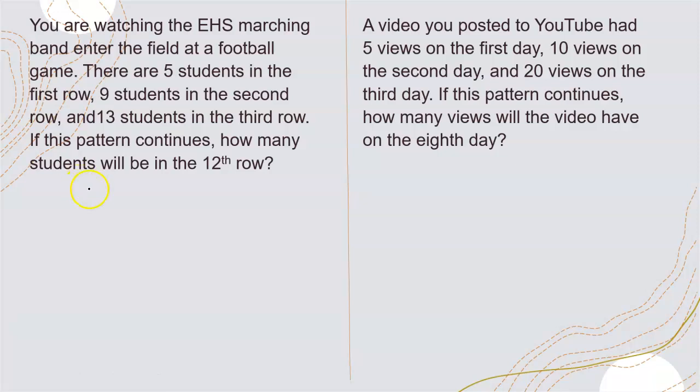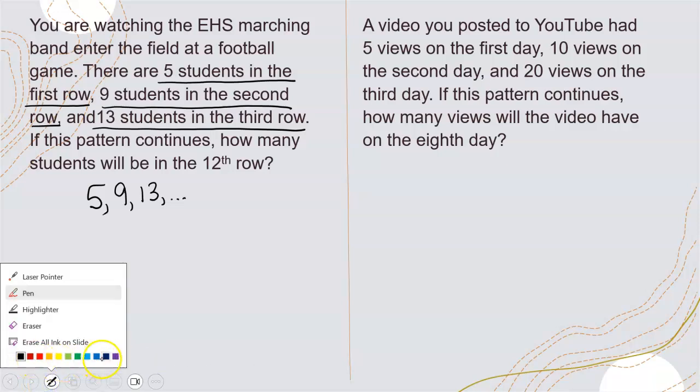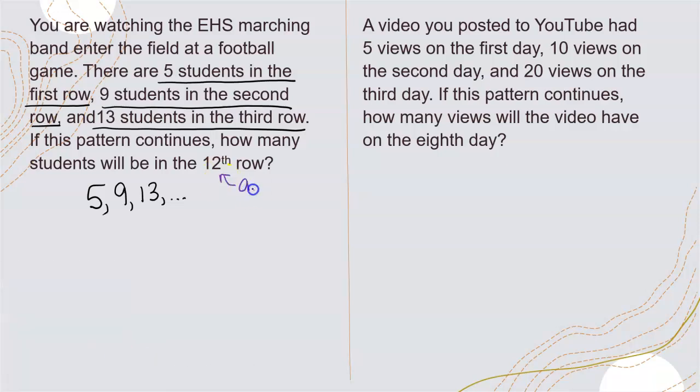Well, in this case, I'm just going to list out my sequence. So there are 5 students in the first row, so 5 is my first one. 9 students in the second row, so 9 is my second. And 13 in the third row, so 13 is my third term, etc. We want to know how many students in the 12th row, so eventually I am finding a sub 12. So, two things we need. We need our common difference or our common ratio, depending on what type of sequence it is, and we need a1. Well, I can see a1. a1 is my first term, that's going to be 5.